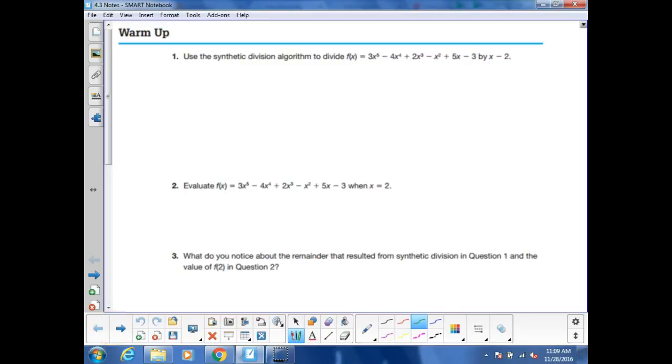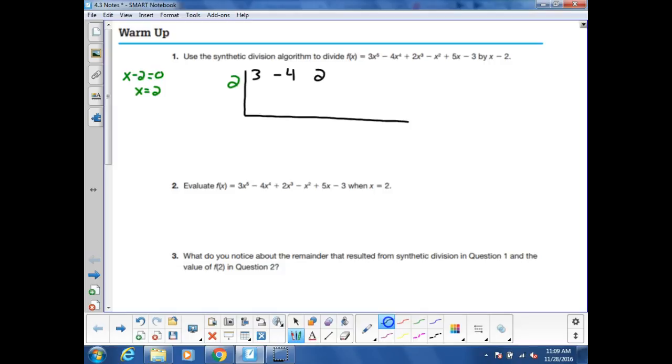All right, so the first one said, use the synthetic division algorithm to divide f of x by x minus 2. First thing you've got to do is x minus 2 equals 0, so x equals 2. So you're dividing 2 into 3x to the 5th minus 4x to the 4th plus 2x cubed minus 1x squared plus 5x minus 3. All of them are represented, so we drop it like it's hot.